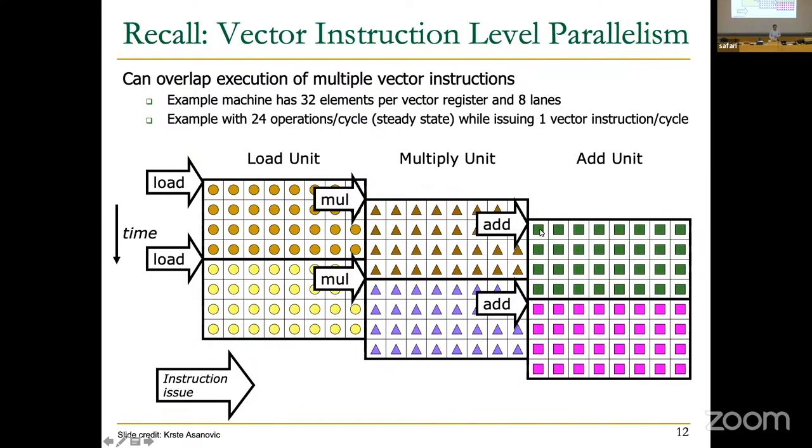And then you have multiply, and then you have add, and then if you have another load, it starts another 32 operations. And you can see that these are both pipelined and parallel. This way you can sustain 24 operations per cycle in this particular example. If you look at a given point in time, in the steady state, you have 24 operations going on 24 different data elements.